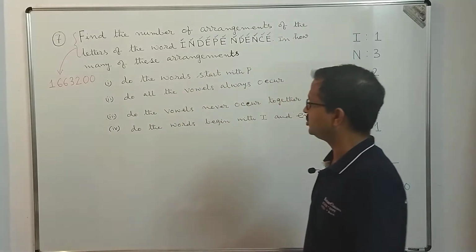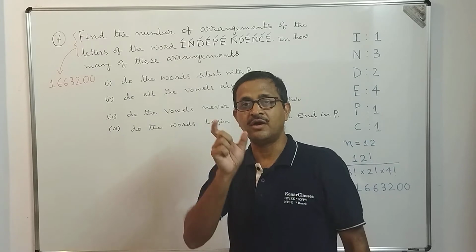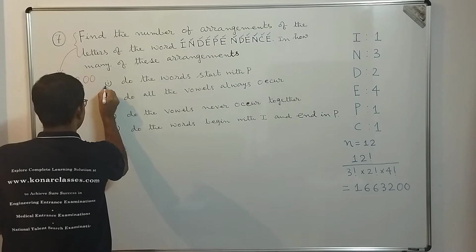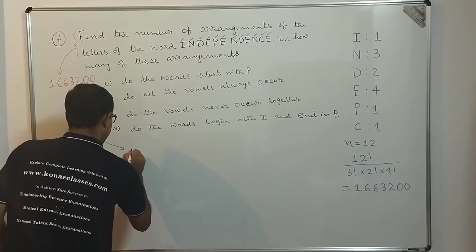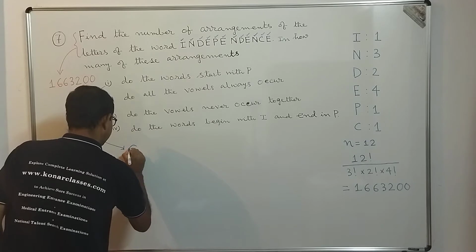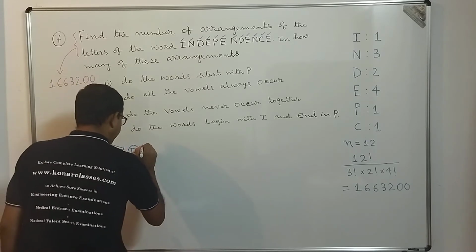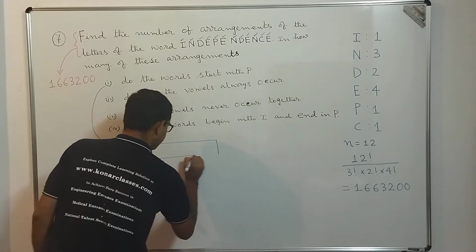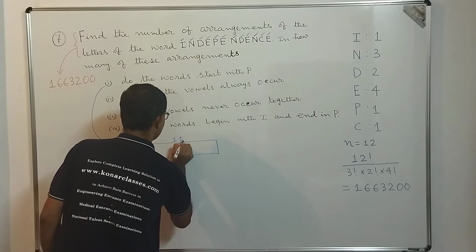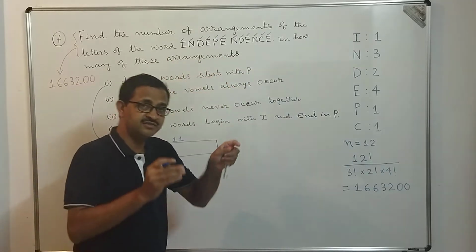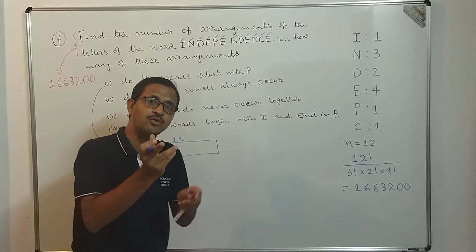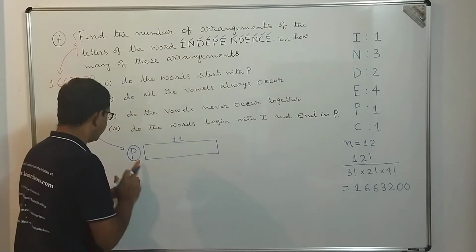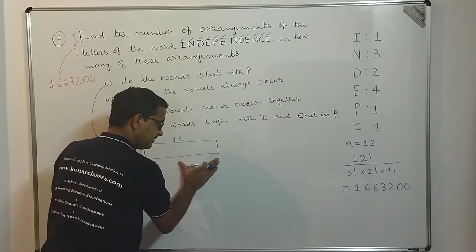Now let's come to the subsequent part of the question. In how many of these arrangements do the words start with P? What does it mean? It means that the starting letter is fixed with P. Apart from P, how many other letters are available here? There are 11 letters available. In the word independence, there are 12 letters. Out of these 12 letters, one letter we already fixed in the first place, that is P. Now there are 11 letters available.